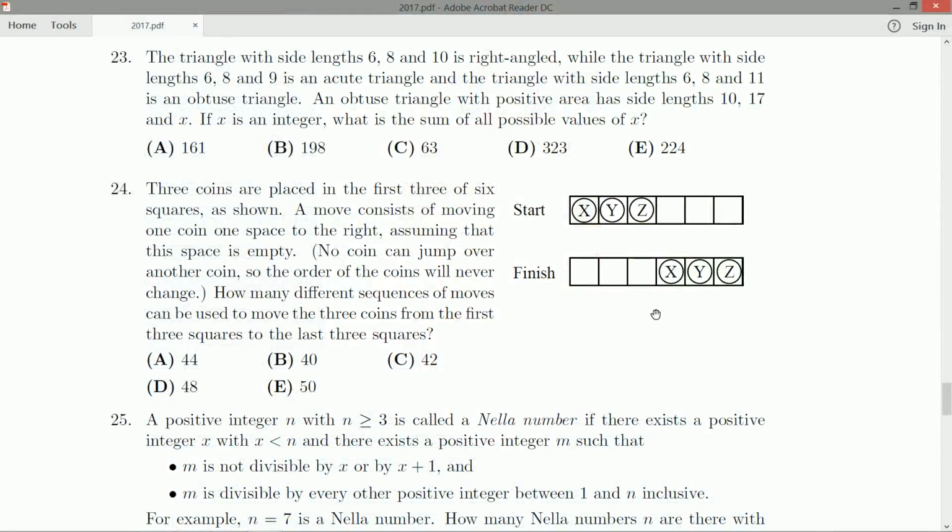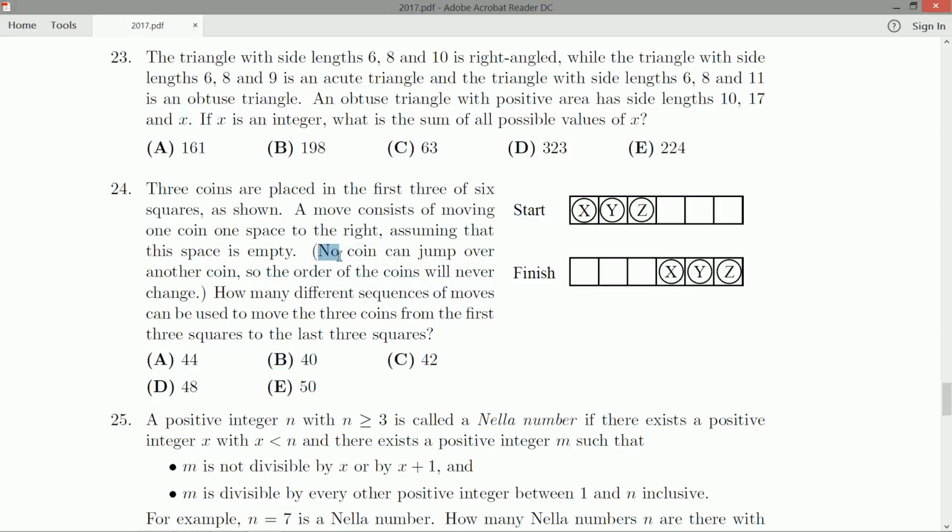Alright, 3 coins are placed in the first 3 of 6 squares as shown. A move consists of moving one coin one space to the right, assuming that this space is empty. No coin can jump over another coin, so the order of the coins will never change.